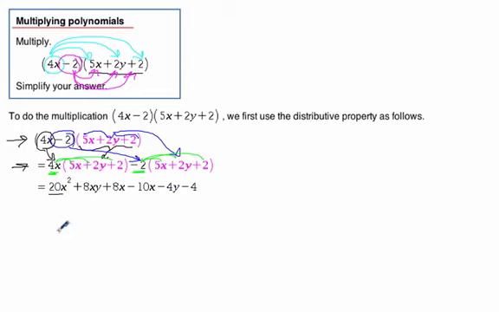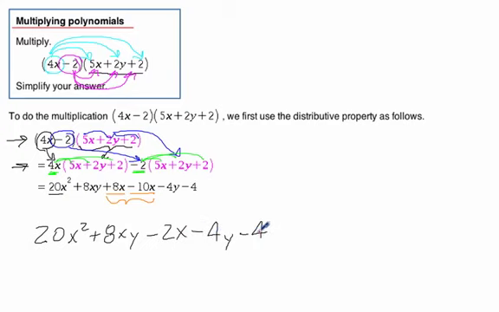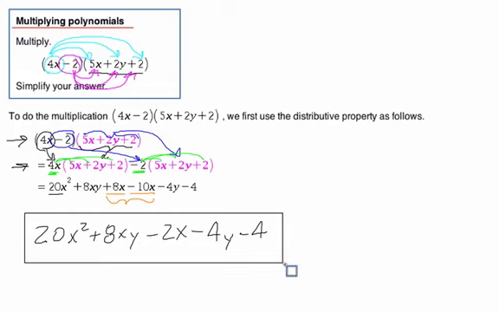Now, the next thing we need to do is look for like terms. Notice here we've got a positive 8x and a -10x. Those are like terms. And check to see, are there any other x squareds? No. Any other xy's? No. Any other y's? No. Any other constants? No. So these two go together, so that our final answer is going to look like this. It'll be the 20x squared plus the 8xy, and then this gives a -2x, then -4y, and -4. Ta-da! All good.